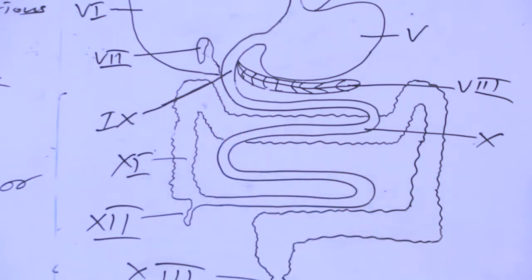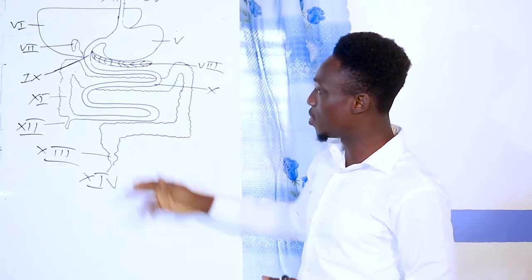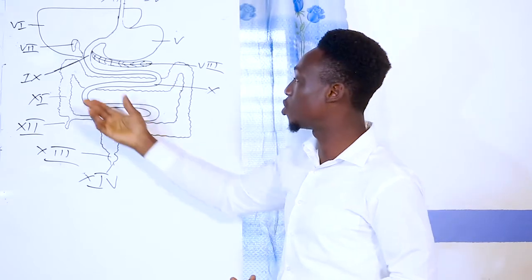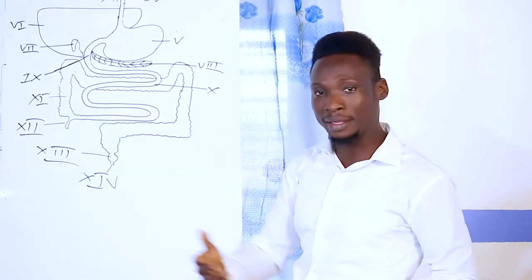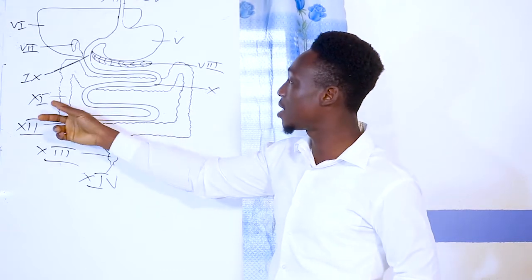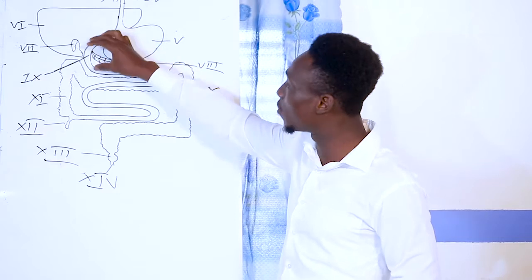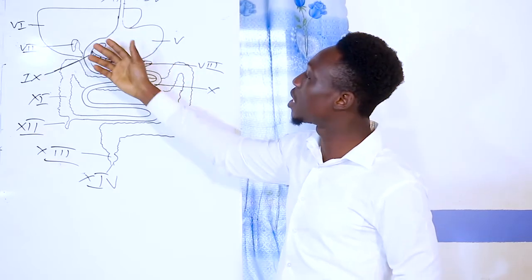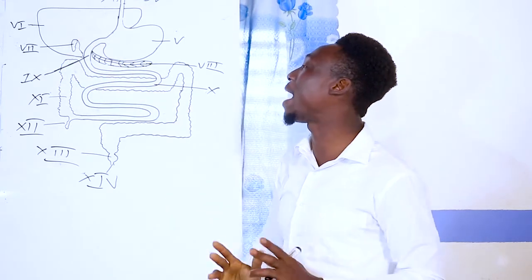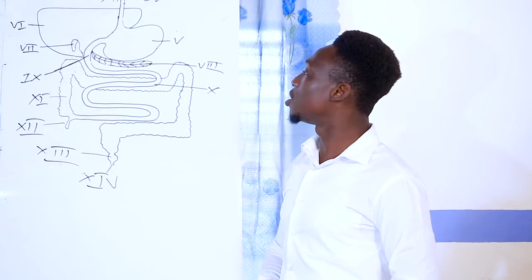Now, XI is bigger than that of the small tube that we are seeing over here. It's like this, a small intestine. Then this one should be called a large intestine. So this is a small intestine and this is a large intestine. And the immediate part of the small intestine that we have, the pancreas and the gallbladder, is what we termed as the duodenum.